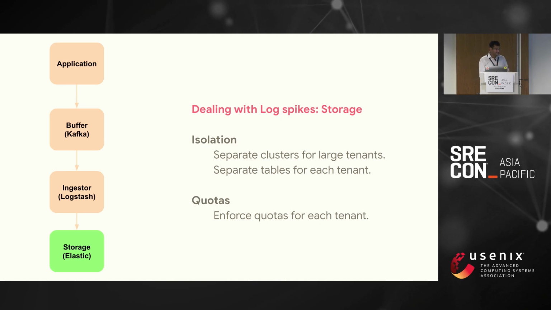You can have a separate cluster for your large tenants. This way, the small tenants and large tenants, which usually have different performance usage characteristics, are separated, and it actually works very well. And if you're using a multi-tenant cluster, we recommend using separate indices or separate tables for each tenant. Finally, we also recommend using quotas in storage as well to enforce how much of a cluster's resources someone is consuming.